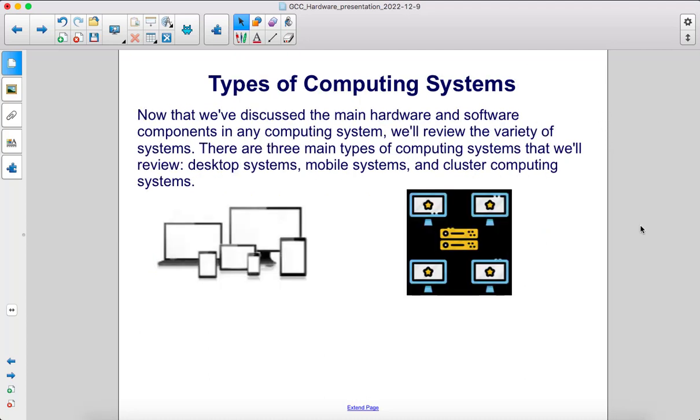Now that we've discussed the main hardware and software components in any computing system, we'll review the variety of systems. There are three main types of computing systems that we'll review: desktop systems, mobile systems, and cluster computing systems.